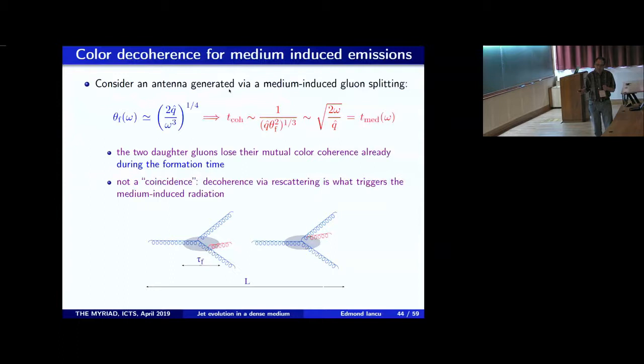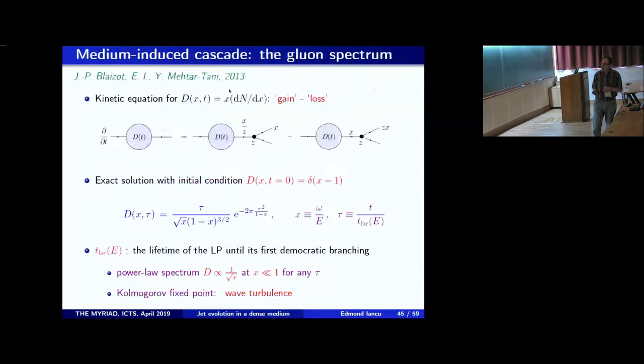So by definition they are color decoherent, because that's the way they get on shell, by losing their color coherence. So I just give you the argument here for definiteness, but that's the heart of the argument by Bayer and company. They said this medium-induced emission occurs because the two particles lose their color coherence. Because they lost their color coherence, the subsequent emissions from the two legs are independent from each other, no interference, no angular ordering. A simple Markovian process can work without any angular ordering. Okay. So now we know we have a simple process, a Markovian process.